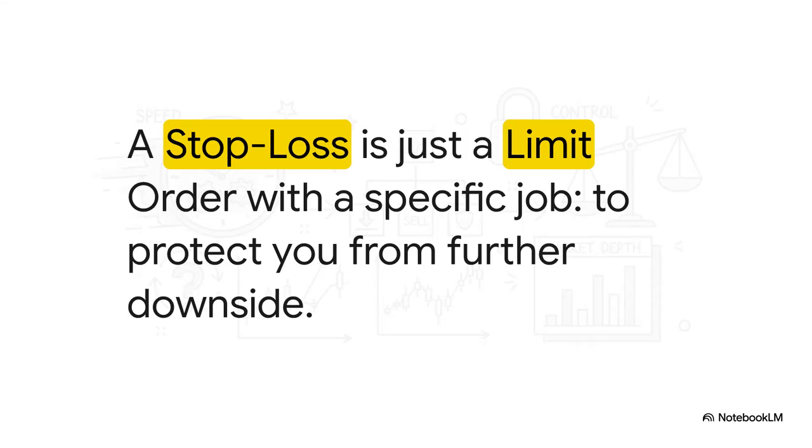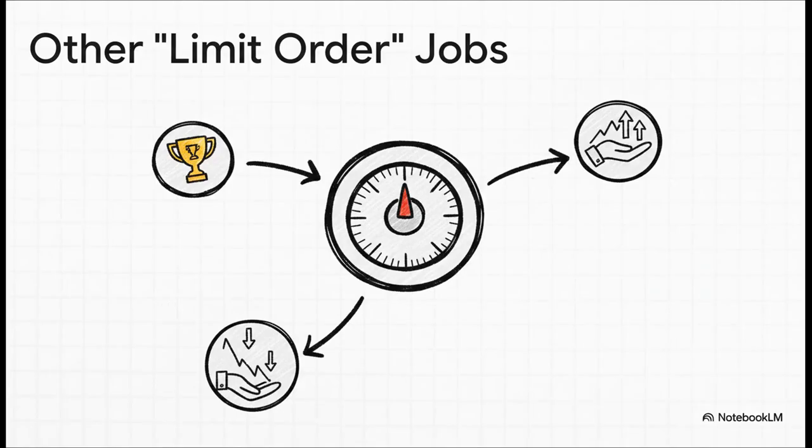But here's the big reveal. A stop loss isn't some new mysterious type of order. It's just our good old friend, the limit order, but with a specific job description. It's still just a preset instruction to sell at a specific price. You're just using it as a safety net instead of a way to get into a trade. See? It all comes back to our rule of two. And that same simple limit order is like a Swiss Army knife. You can use it for all sorts of things.